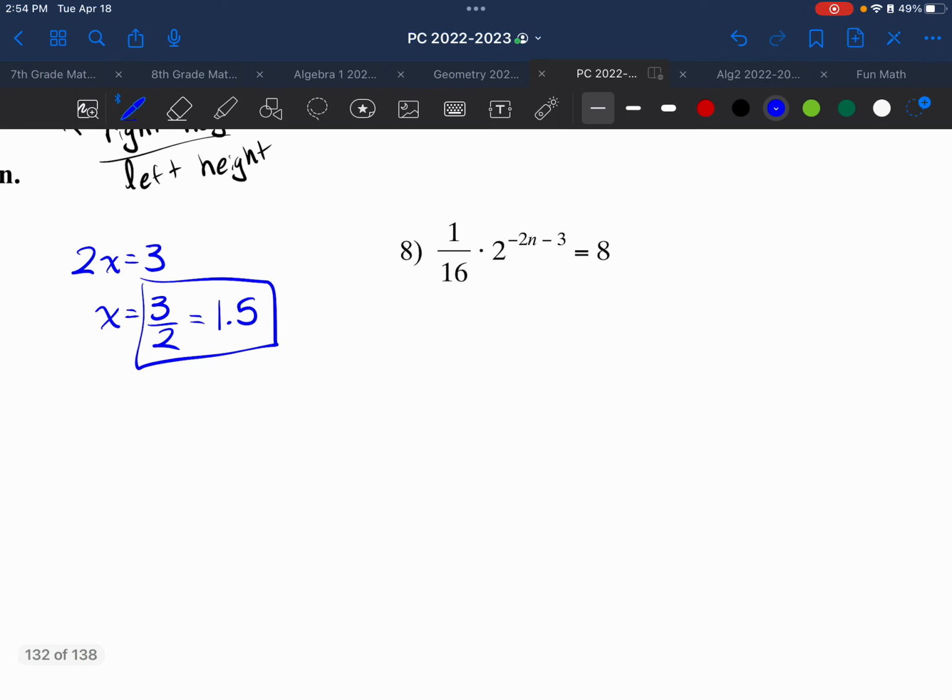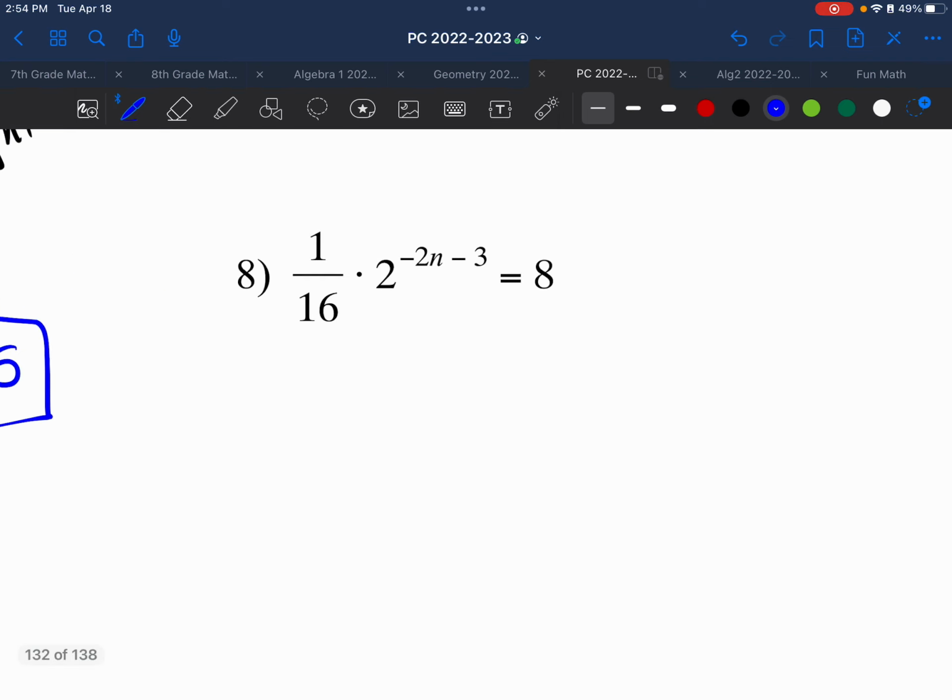All right, let's do number 8. So I'm going to rewrite everything as a base of 2. Well, let's just jump right in. 1 over 16 is now 2 to the power of 4. And this is going to be times, well, that's already a 2, so I'll just leave that 2 to the negative 2n minus 3. And that's going to be equal to, 8 is the same thing as 2 to the power of 3.